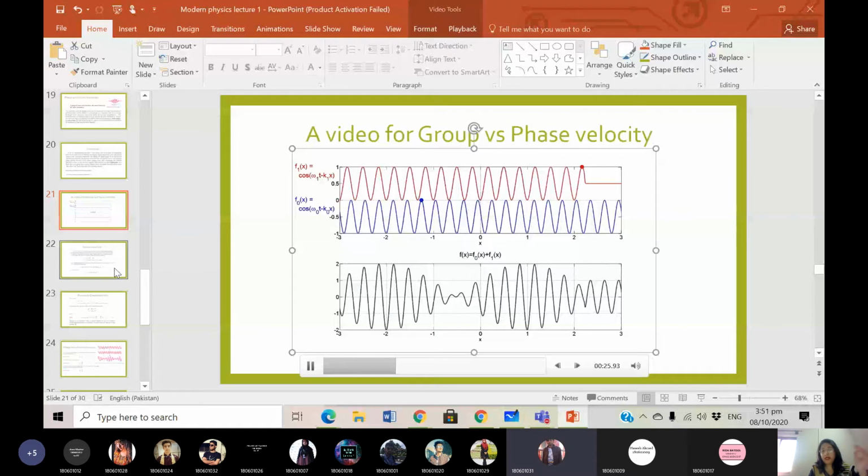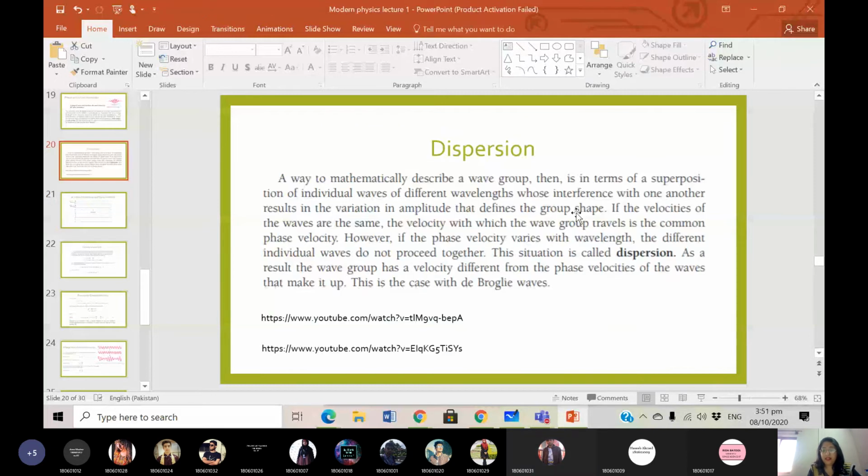Monday. So a way to mathematically describe a wave group is in terms of superpositions of different waves of different wavelengths.